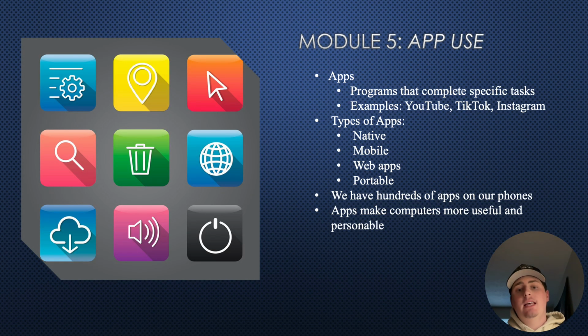Module 5 is app use, or applications. They are programs that allow us to perform specific tasks. Some examples are YouTube, TikTok, Instagram. Obviously, those are all entertainment, media. But it's also anything, like text, games we play, Microsoft Word, Zoom. We use hundreds of them every day, and there are hundreds of them on our phones, in our pocket.